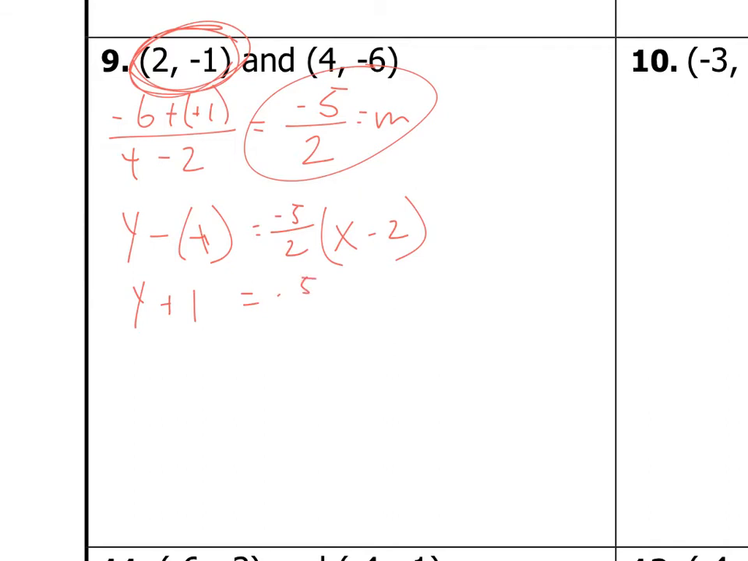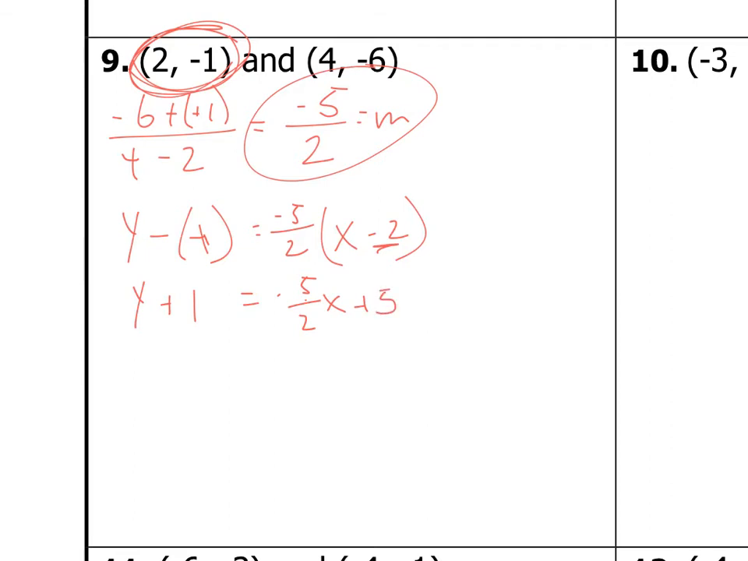This equals slope times x minus x1, so negative 5 halves times x minus negative 2. Simplify everything. Negative times a negative turns into a positive. This turns into y plus 1, and this turns into a positive x. Remember, this is really a positive 4, right? This is x plus 4 now.